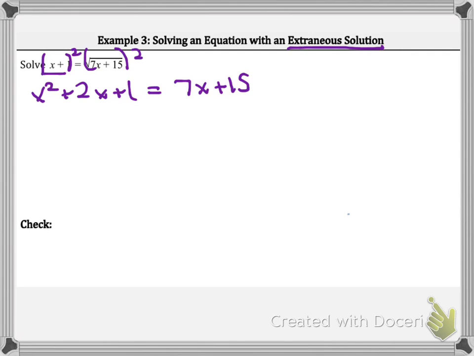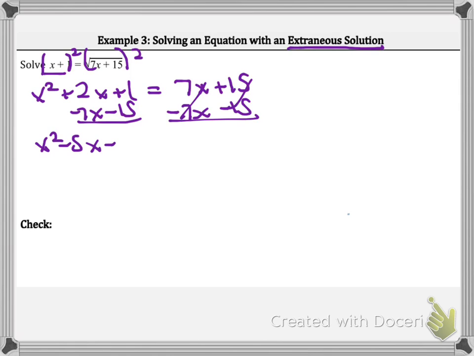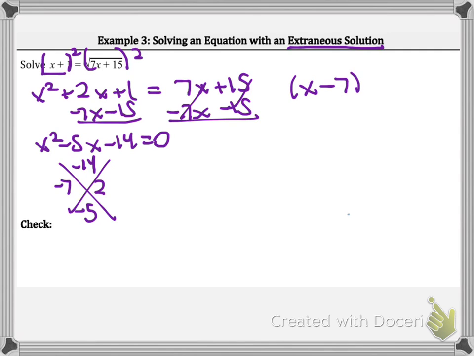Whenever you get a quadratic, you just want to set it equal to 0 to solve, or at least when you have an ax squared plus bx plus c. So let's subtract 7x from both sides and subtract 15 from both sides. So this is x squared minus 5x minus 14 equals 0. And this is factorable, right? So negative 14, multiplies to negative 14, that adds to negative 5. That would be negative 7 and positive 2. So this factors to x minus 7, x plus 2 equals 0, or x equals 7 and x equals negative 2. So we have to, of course, check our solution.